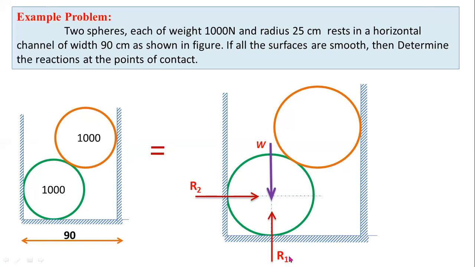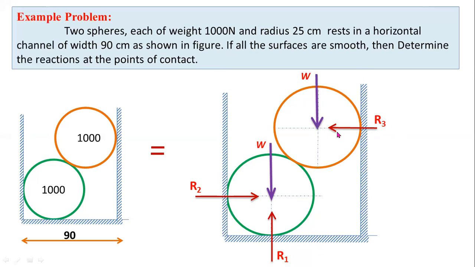Let R1 be the reaction force between the bottom floor and the sphere. R2 is the reaction force between the vertical wall and the sphere. In a similar way, W is the self weight of the upper sphere. Now R3 is the reaction force between the vertical wall and the sphere. Here the support is vertical, so you have to consider a horizontal reaction force.